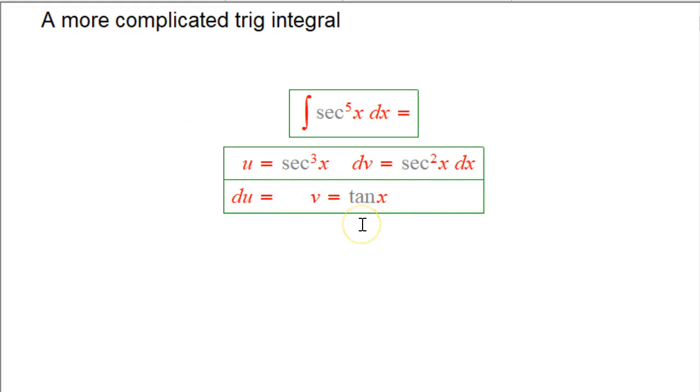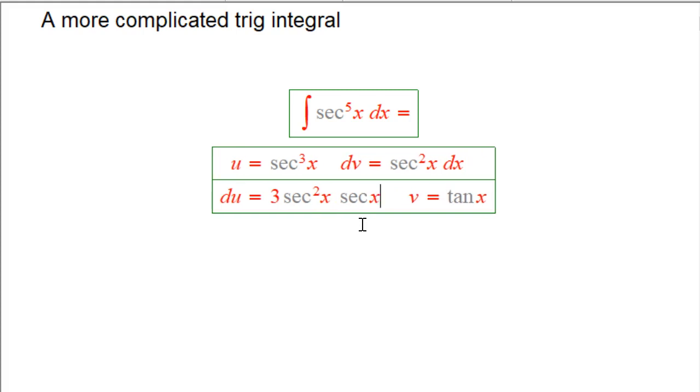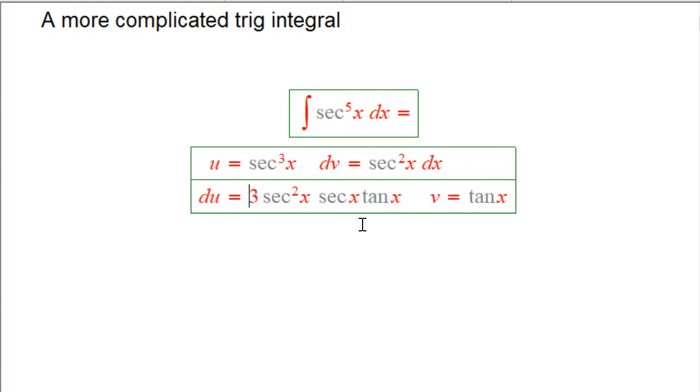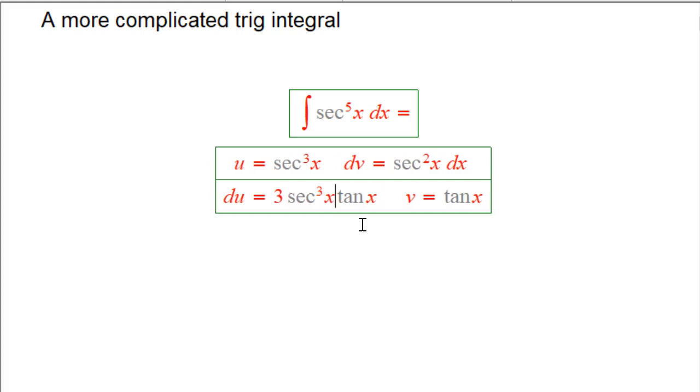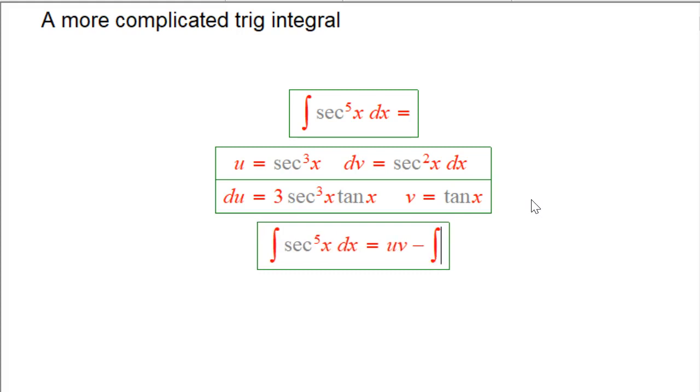Okay, du is now, let's see, that's a chain rule, 3 secant squared x times the derivative of secant, which is secant x tangent x. Well, you know what? Let's simplify that right in place. That's 3 secant cubed times tan. Okay, so now we're set to go. Let me actually copy it down here, so I'm doing it after this sidebar.